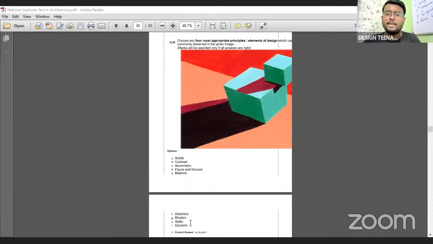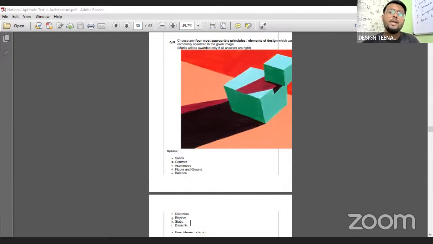Is it static or dynamic? Dynamic means it has some movement in it, for example, a lion chasing a deer. That is dynamic. Over here, what is happening? Things are static. One is sitting on top of the other. So we are getting the feel of static. So static is an option.